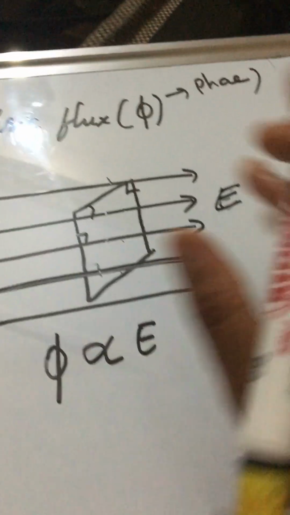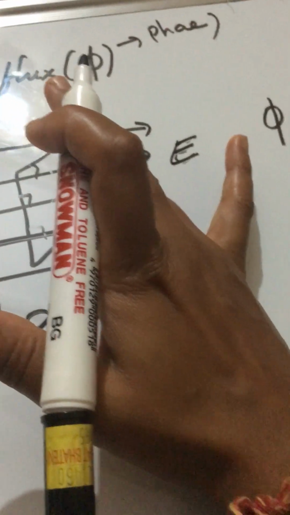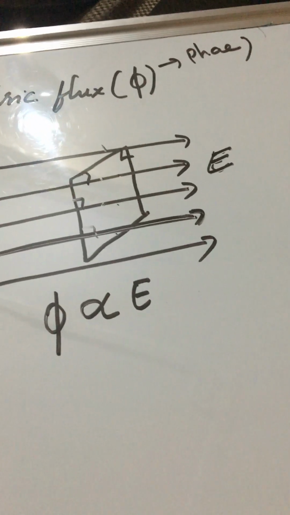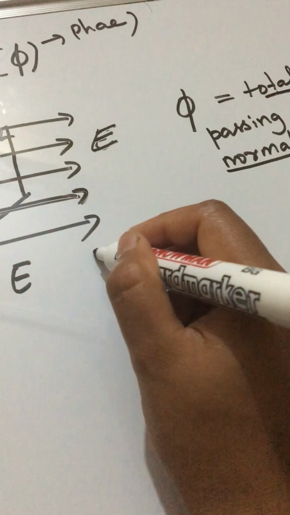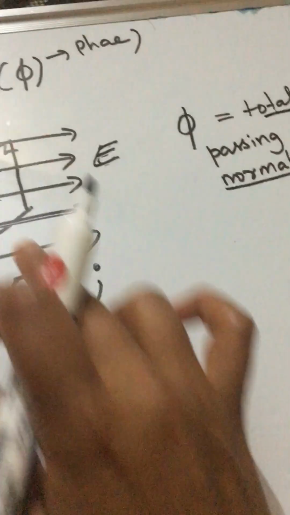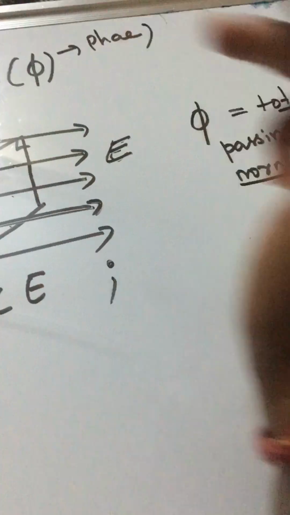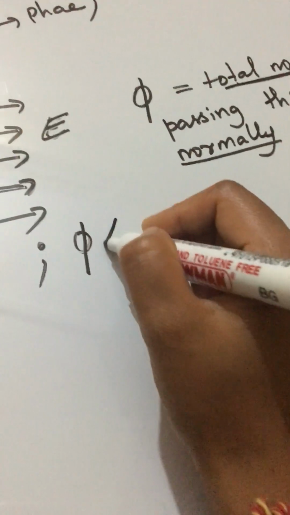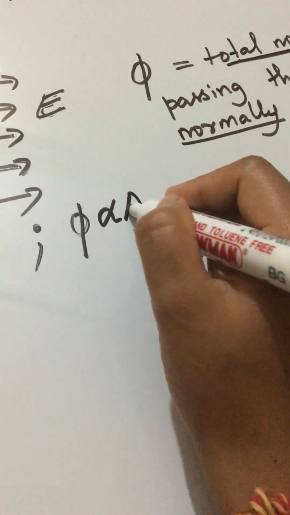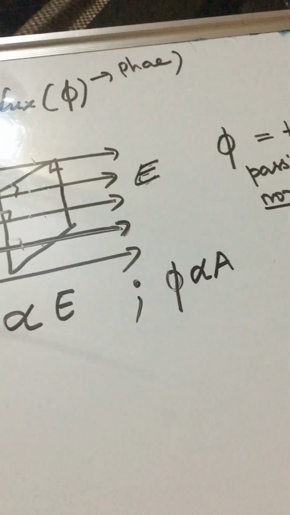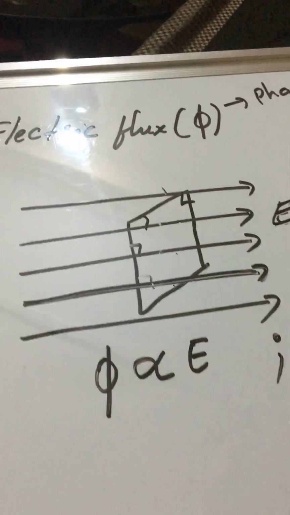The more the electric field, the more the field lines will cross the surface. Yes or no? Does it make sense? Another thing: the higher the area, the higher will be the flux, right? You can imagine it this way.